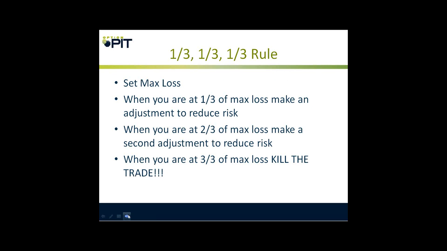I like this as my third rule. This is very simple. Set a max loss. When you have a third of max loss, make an adjustment to reduce risk. I usually try and cut my deltas in half without increasing my gamma. When you're at 2/3 of max loss, make a second adjustment. Again, I'll try and cut my deltas in half without increasing my gamma. When you're at 3/3 of max loss, kill the trade.